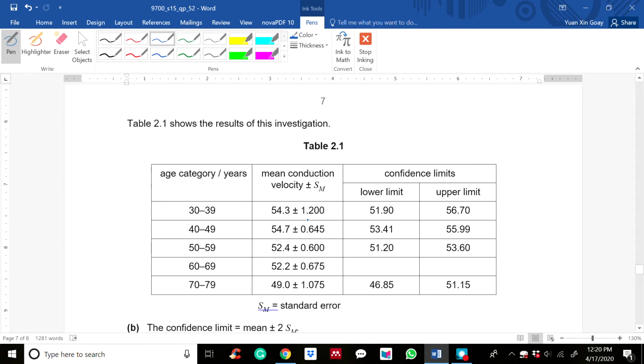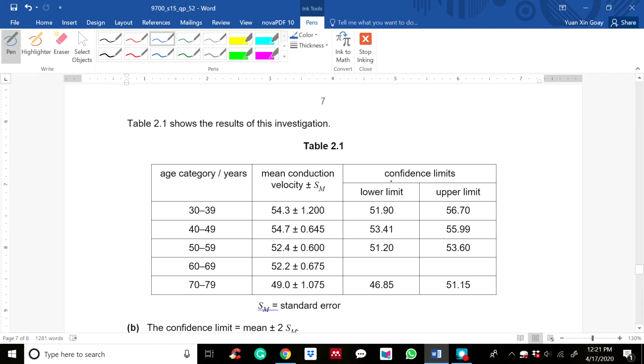Table 2.1 shows the results of these investigations. You have age categories in years: 30 to 39, 40 to 49, 50 to 59, 60 to 69, and 70 to 79. You can see in the age category of 30 to 39, the mean conduction velocity is 54.3 plus and minus 1.2. The confidence limit is 51.9 for the lower limit, and the upper limit is 56.7. So this is the mean conduction velocity for all the age groups. This is the confidence limit for all the age groups.